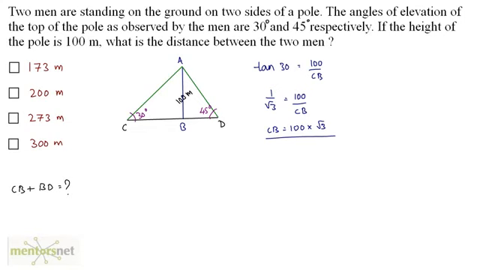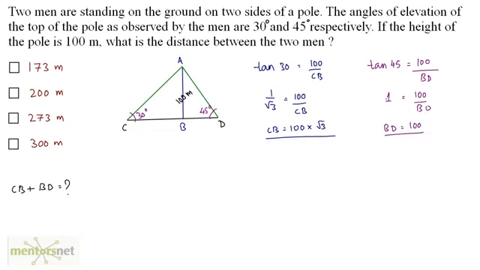So I've got CB. Now I can take tan 45. So tan 45 is equals to opposite upon adjacent. So opposite side is 100 meters long upon the adjacent side, which is BD. So tan 45 from the trigonometric table is 1. So this is 1 is equals to 100 by BD. So I can say BD is equals to 100.